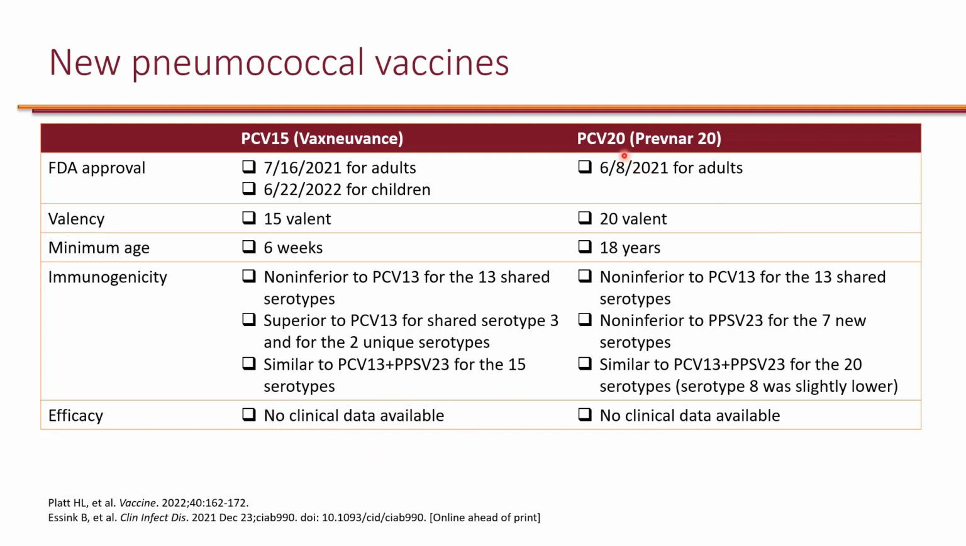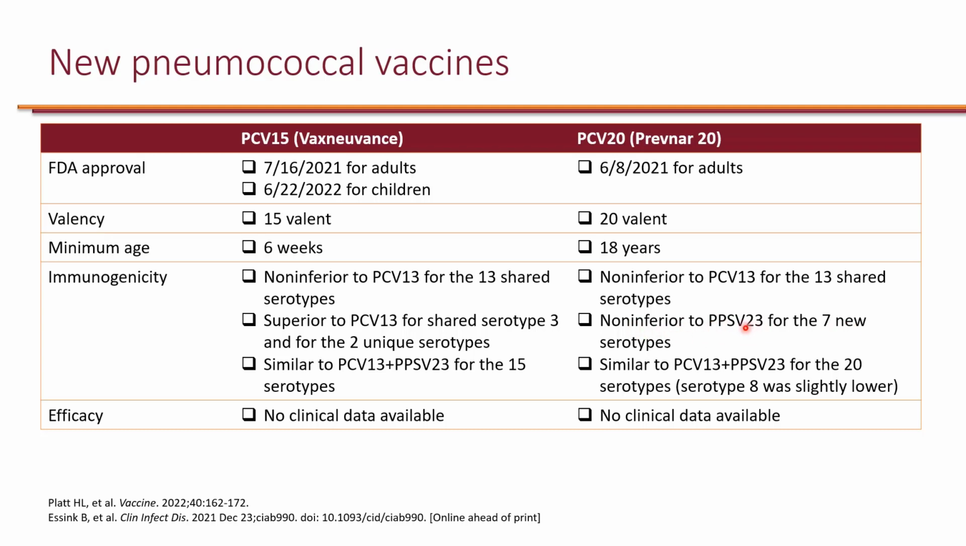Now the same can be said about PCV20. It has all the 13 serotypes from PCV13, and it has 7 new serotypes in it, and it has been shown to be non-inferior to PCV13 with the 13 that are shared. And also PCV20 is targeting more of those serotypes in PPSV23 in the hopes of eliminating the need for getting PPSV23.